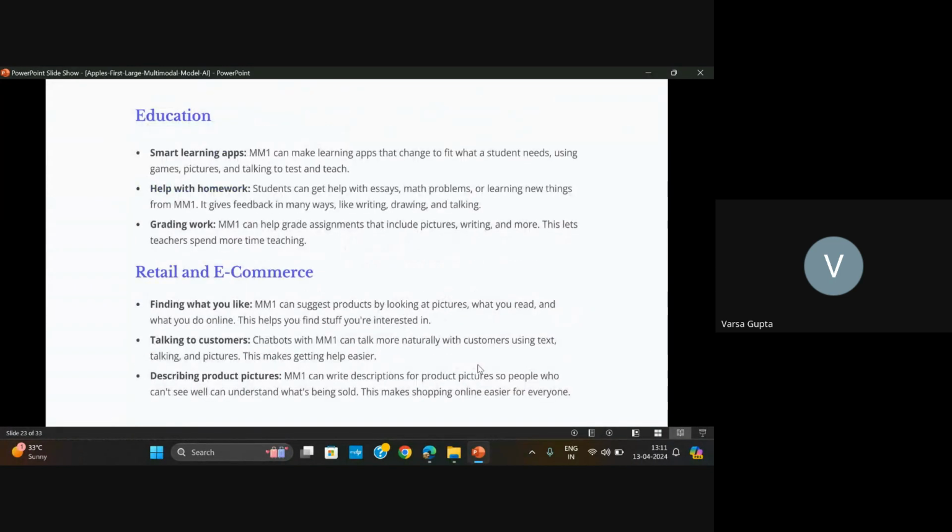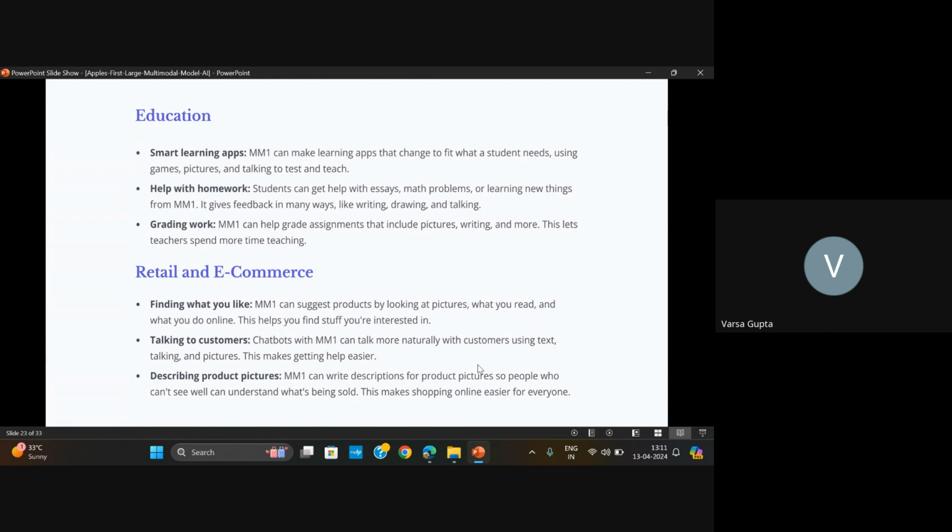In the second thing, if we see in the education sector, MM1 can be used to make smart learning apps. Smart learning apps, like an app for the student to take tests related to a subject matter, that will teach the student a subject like data structure, if we say. So in such a scenario, this model can be used.